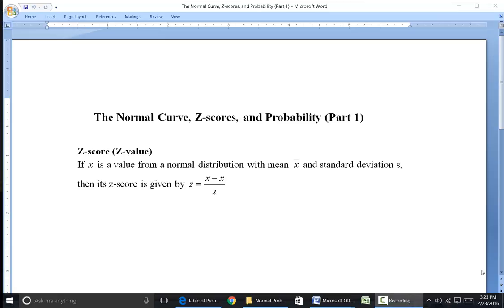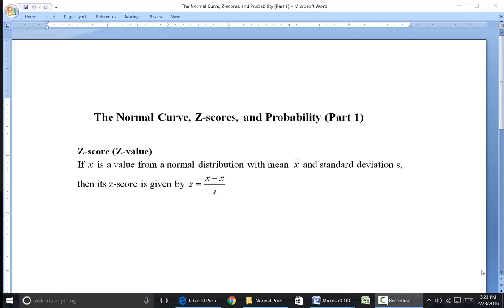Let's say another person scored 90. 90 minus 70 is 20, divided by 10 is 2. That person scored better, 2 standard deviations above the mean. Now let's say somebody made a 60. 60 minus 70 is negative 10, divided by 10. That's negative 1. So that student scored 1 standard deviation below the mean. A person with a 50: 50 minus 70 is negative 20, divided by 10, that's negative 2. So that person scored 2 standard deviations below the mean.